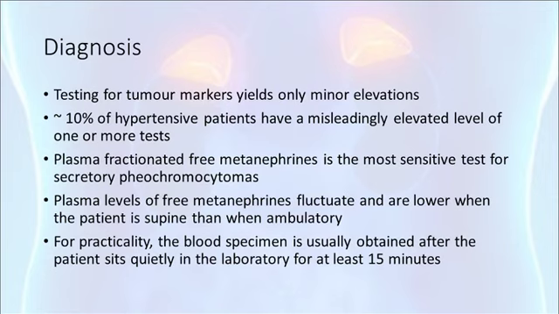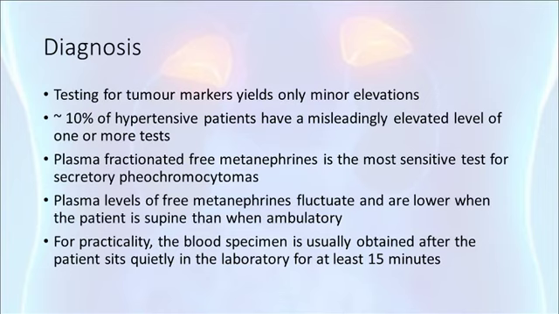Now, testing for tumor markers may yield only minor elevations, and approximately 10% of hypertensive patients have misleading elevations of one or more of these tests. The ideal test is a plasma fractionated free metanephrine level. Now, metanephrines are actually the byproduct of the breakdown of catecholamines. In other words, if you have a large amount of catecholamines such as epinephrine and norepinephrine, when they are broken down, they will release metanephrines, and therefore it's the most sensitive test for secretory pheochromocytoma levels, right?